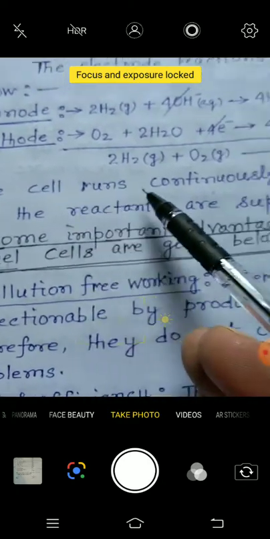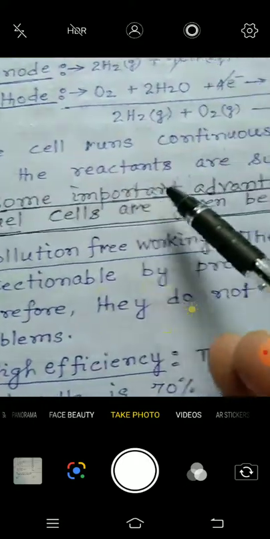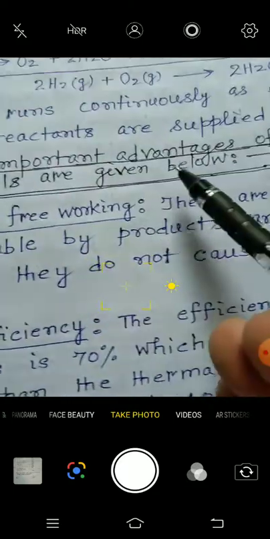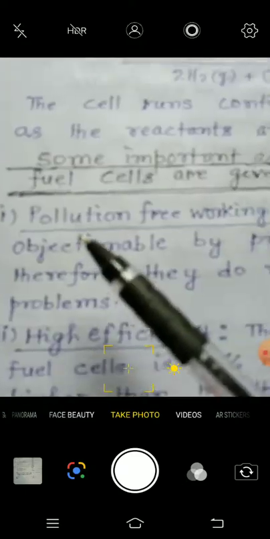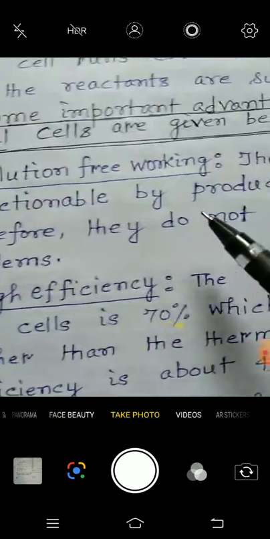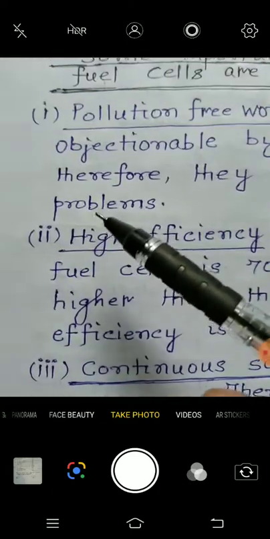The cell runs continuously as long as the reactants are supplied. So it will continue till the supply of the reactants. Some important advantages of such fuel cells are given below. First, it is pollution free working. There are no objectionable byproducts and therefore they do not cause pollution problems.